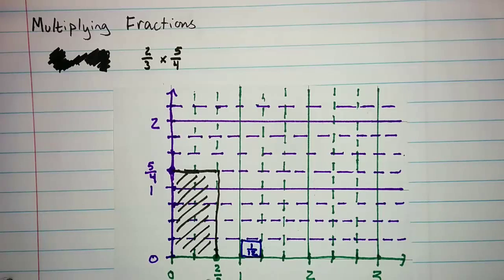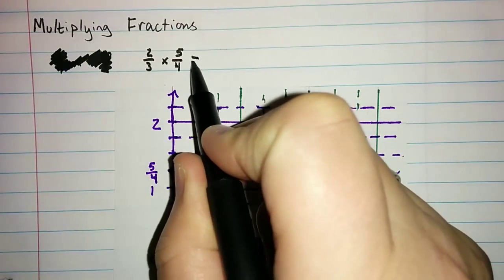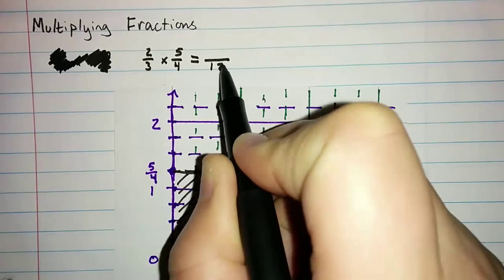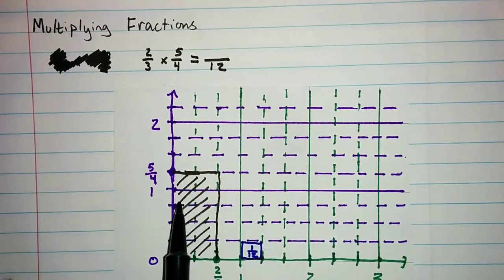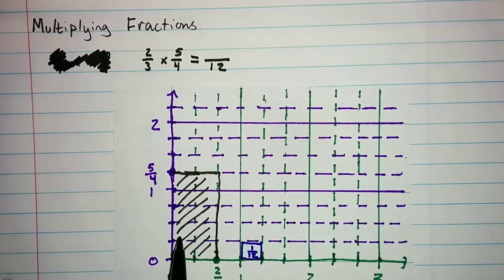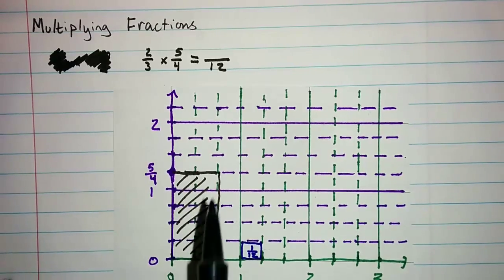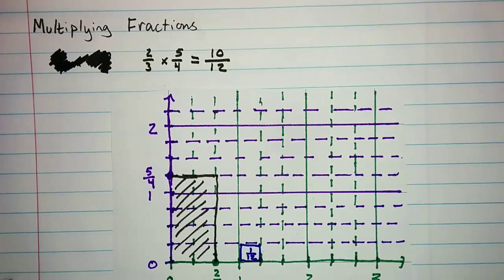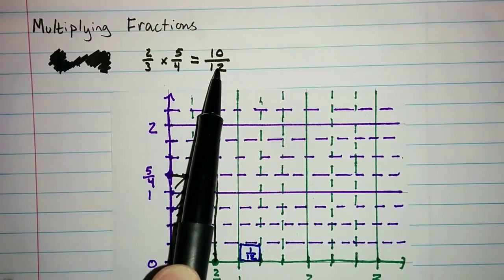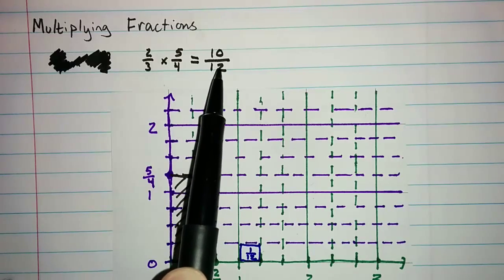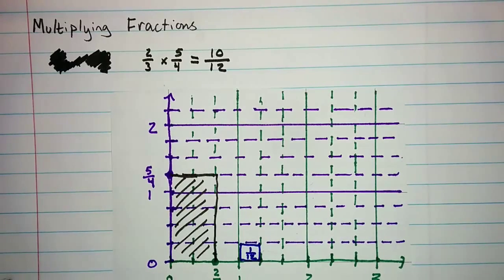So this shaded part, the area that represents 2/3 times 5/4, will be some number of 12ths. How many? 1, 2, 3, 4, 5, 6, 7, 8, 9, 10. 10 12ths. So 2/3 times 5/4 is 10 12ths. I could simplify that fraction, but I'm not going to at this time.